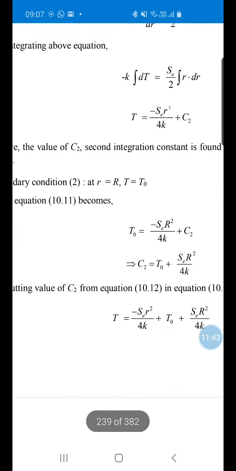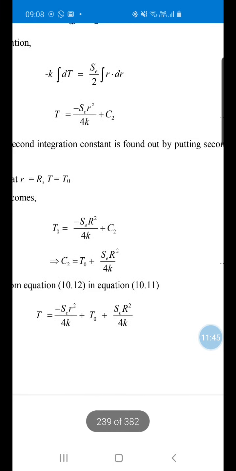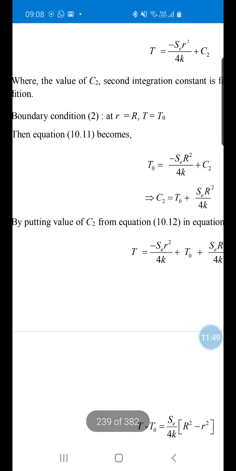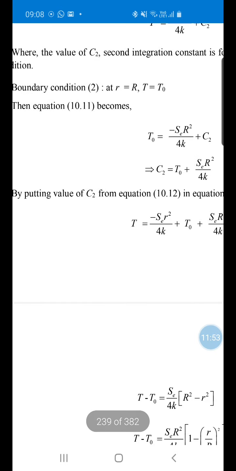And thus you introduce the second integration constant. Again you have to put the second boundary condition and you have to find out the value of C2. What will be the second boundary condition? The second boundary condition will be at r equal to capital R. What will be the temperature? The temperature will be T equal to T naught. That we have already considered.